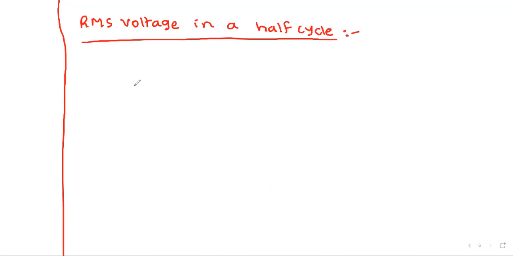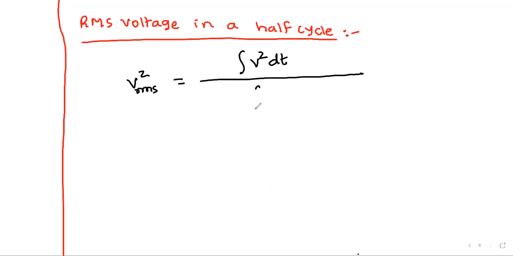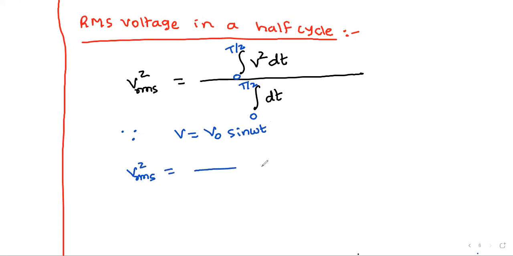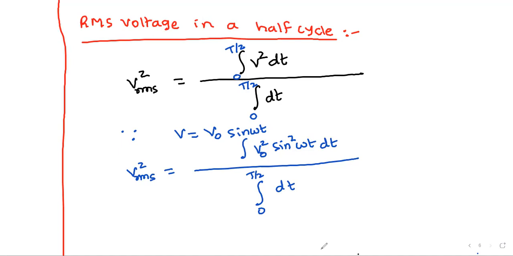So by definition, I can say that V RMS square equal to sum of the squares of the voltage in each interval. So integral V square dt by integral dt, between the values from 0 to t by 2, because it is a half cycle. Now since we know that V is equal to V naught sin omega t, V RMS square is equal to integral V naught square sin square omega t dt, integral 0 to t by 2 dt. Is it fine?